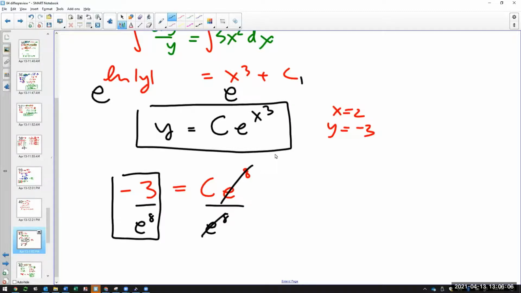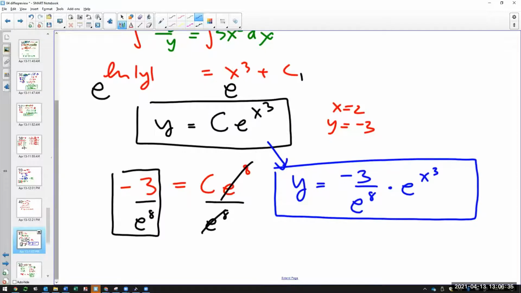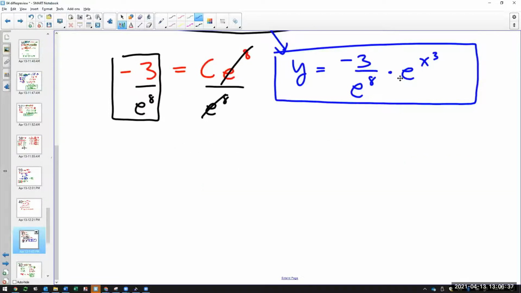Okay, so students have trouble here, but all you do is you know your c, you know your y, right? You just put c into your y. So y is equal to -3 over e to the 8 times e to the x third. And that is your answer. If you leave your answer like this, I will count it right. My MyMathLab probably won't take this answer, though, but I'll look at your worksheet, I'll look at your work, and I'll see that that's the answer, okay? But what I need to tell you is that this is an unsimplified answer.